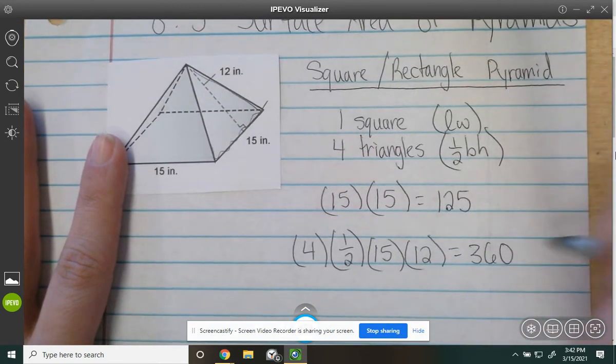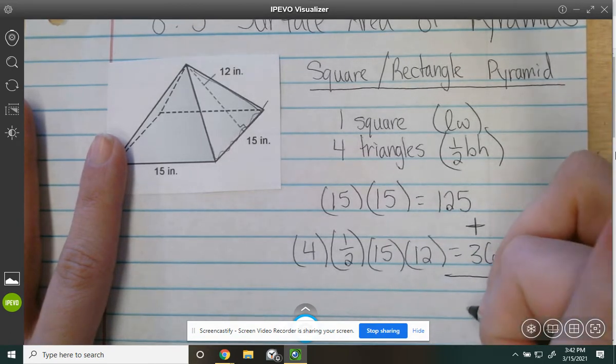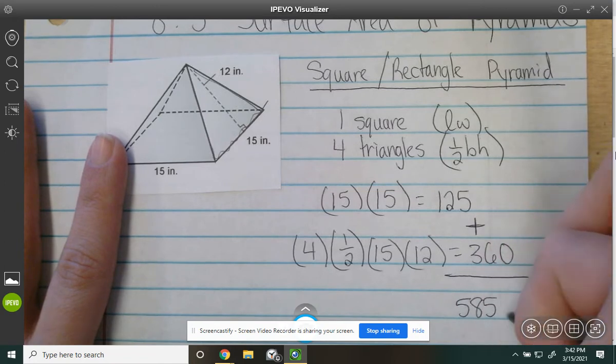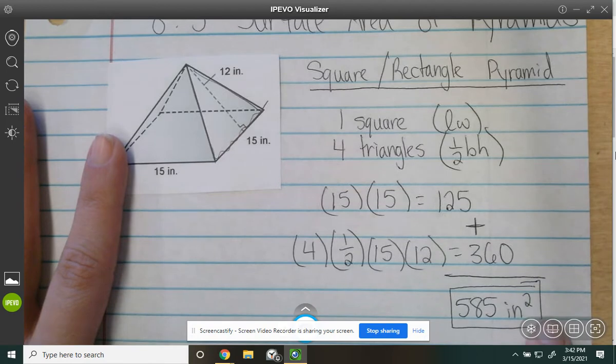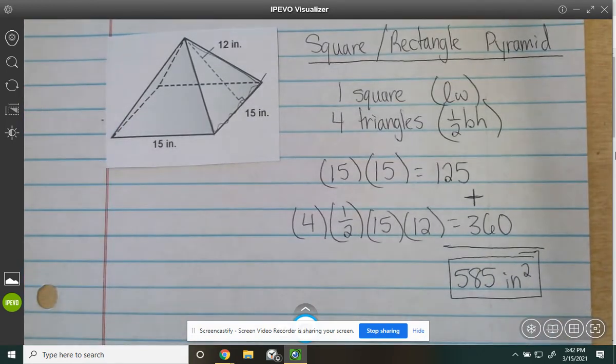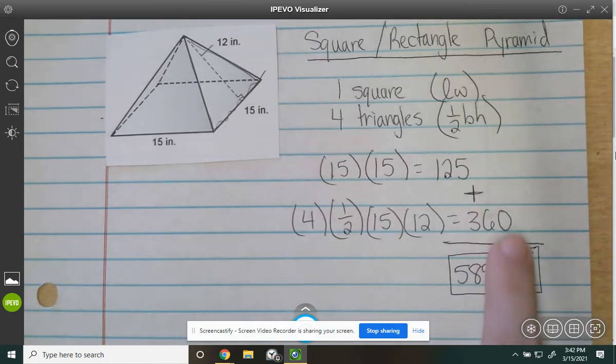And you get 360. Okay, then I just add those two together, and that tells me my surface area. So 585 units squared, because it's still area, so I still have to square my unit. Okay, and that's it for a square or a rectangular pyramid. Find your base, find your 4 triangles, and then add them together.